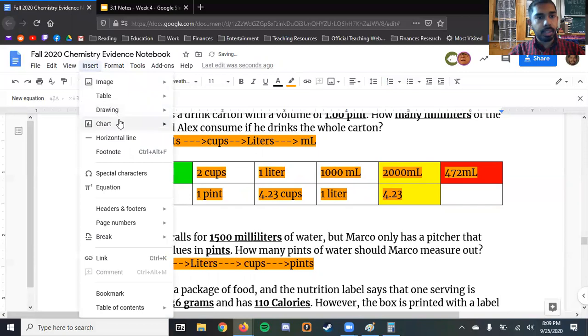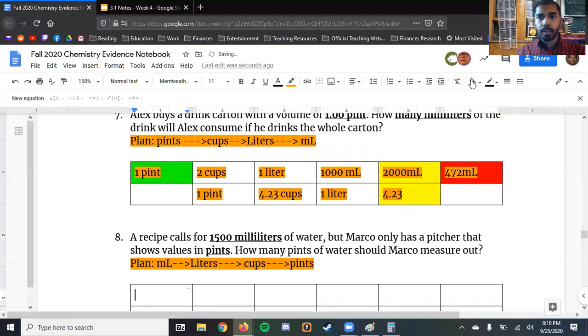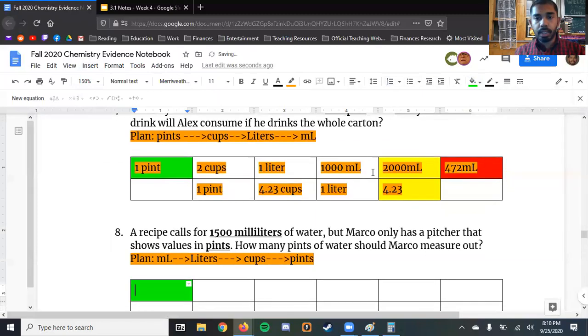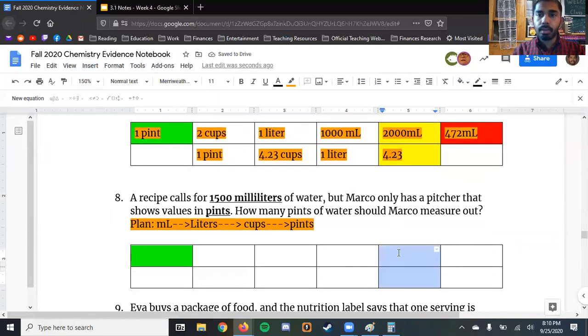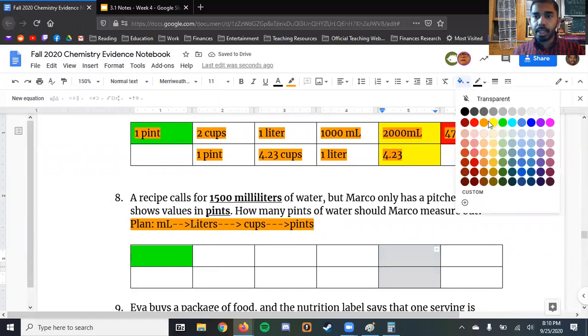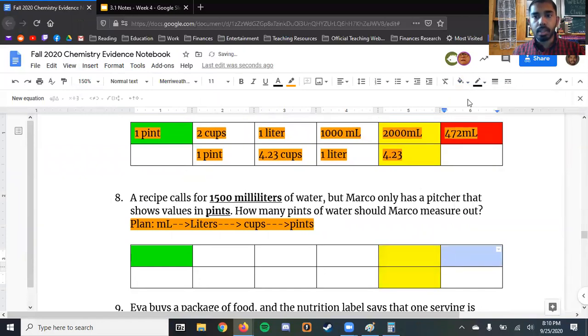Go ahead and insert a table. 4 for our conversions, 1 for our math, and the last one for our final answer, and 2 rows. The first column will be green, because green means go in my head. Second to last one is our math. Slow down, make sure you're right, check your work, and the last one is red, our final answer.